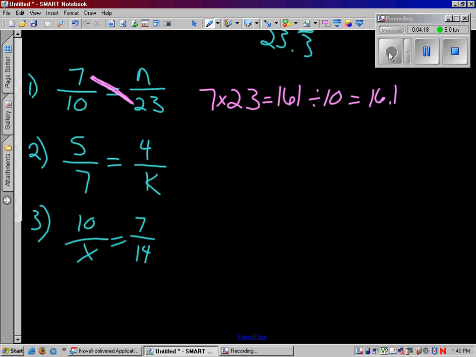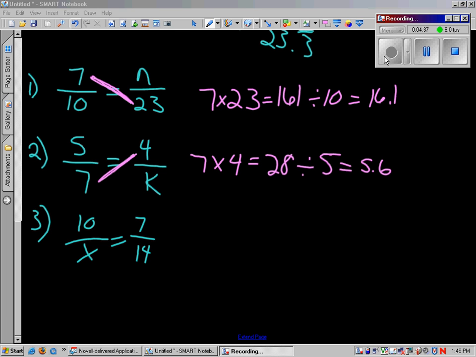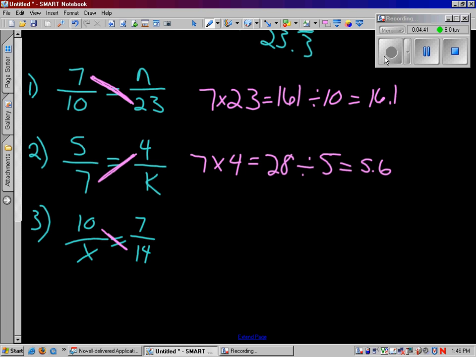On to number 2. I look for the two numbers that are diagonal, that don't have a letter with them. 7 and 4. 7 times 4 gives me 28. And then I'm going to divide by that third number, so I divide by 5. And that's going to give me 5.6. And number 3, again, diagonally for the two numbers that are there, 10 times 14. And when I take 10 times 14, I get 140. And I divide by that third number, which is 7. And this gives me 20.